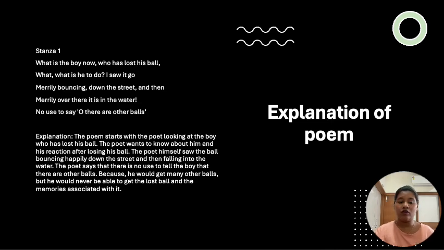The poet himself saw the ball bouncing happily down the street and then falling into the water. The poet says that there is no use to tell the boy that there are other balls, because he would get many other balls but he would never get the lost ball and the memories associated with it. Here the poet, with the help of this poem, wants to give a very deep message of our life lesson.